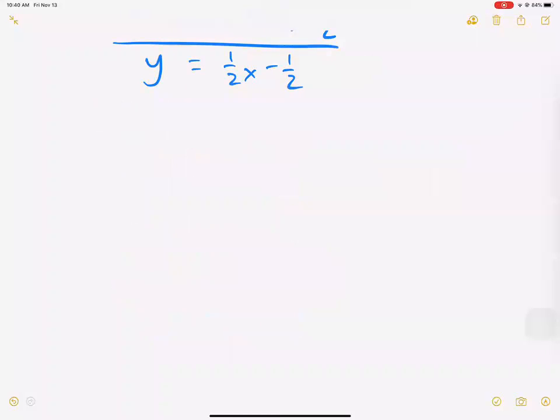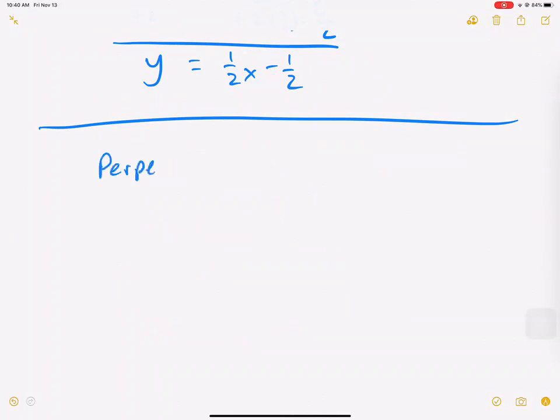Okay, let's look at the next chapter. This was supposed to be today's lesson. And today's lesson is going to be working on perpendicular and parallel lines.